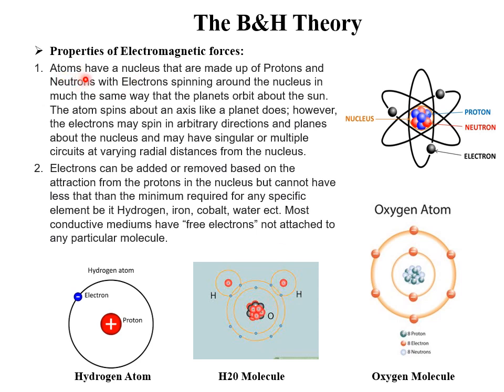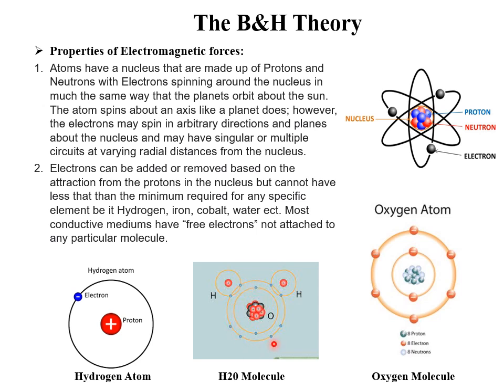Atoms have a nucleus made up of protons and neutrons, with electrons spinning around the nucleus in much the same way as the planets orbit the sun. The atoms spin about the axis like a planet does. Okay, spinning around the neutron here. And the atom spins about the axis like a planet does.